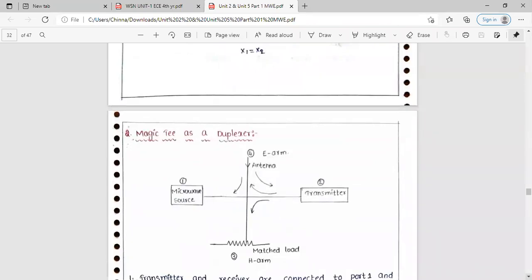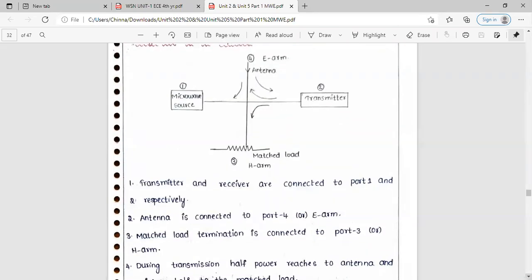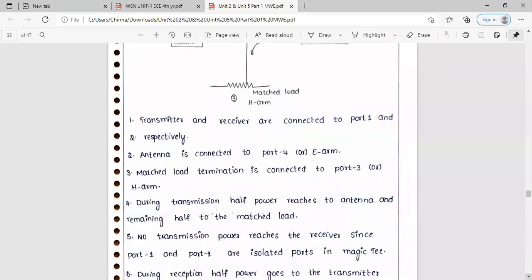And coming to the magic tee as a duplexer. Here also you can see the transmitter and receiver are connected to port 1 and port 2, and port 3 has a matched load connected, which is the position of the H arm, and port 4 has an antenna connected, which is the position of the E arm. So the matched load terminal is connected to port 2. During the transmission, half the power reaches the antenna and the remaining half reaches the matched load.